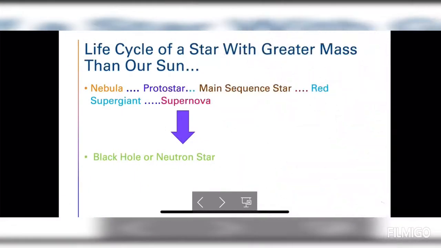Life cycle of a star with greater mass than our Sun. Nebula, then protostar, then main sequence star, then red supergiant, then supernova. Supernovas consist of black hole or neutron star.